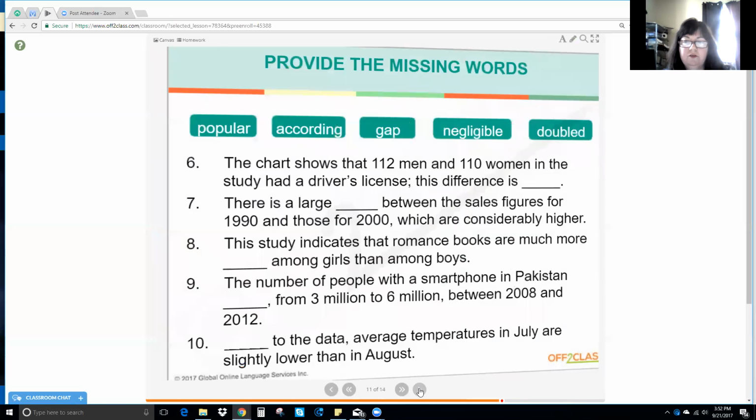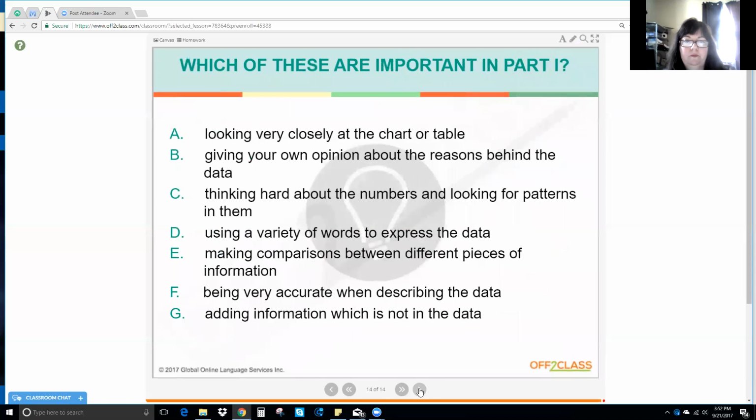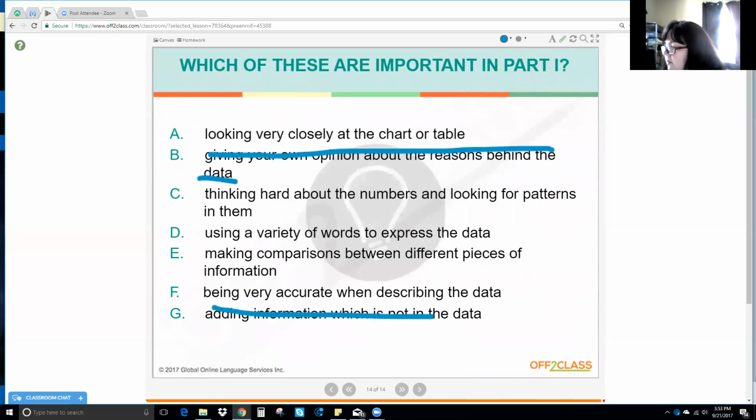Okay, let me get back to where we were. Should you add information that's not in the data? No. Just talk about what you see. Don't give your opinion and don't add in information. Just state the facts. So that's the most important part of the writing exam, the writing section of the IELTS.